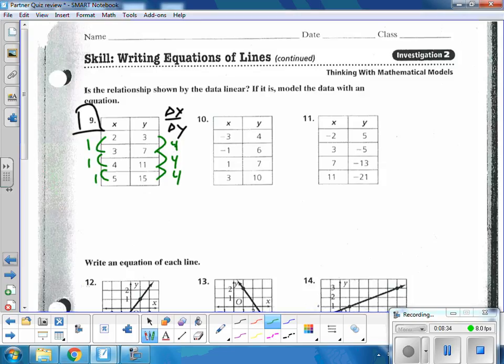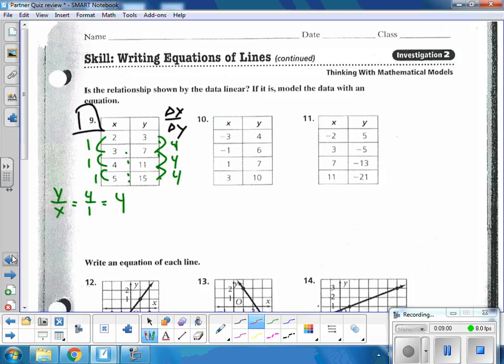Okay, so let's take a look and see what it's doing. As my x is going up, my y is also going up, so it's nice and positive. And I can see that it's changing in y over changing x, so y over x. It looks like it's going to be 4/1, which is 4. Okay, and now that I have my slope, I can go ahead and find my y-intercept.